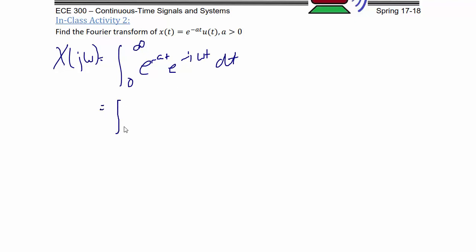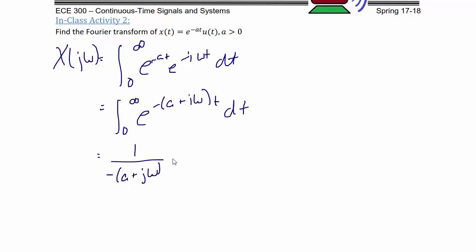Combining the exponentials, I get the integral from 0 to infinity of e to the negative quantity a plus j omega times t dt. Finding the integral, I have 1 over negative a plus j omega, e to the negative quantity a plus j omega times t, evaluated from 0 to infinity. And finally, the Fourier transform is 1 over a plus j omega.